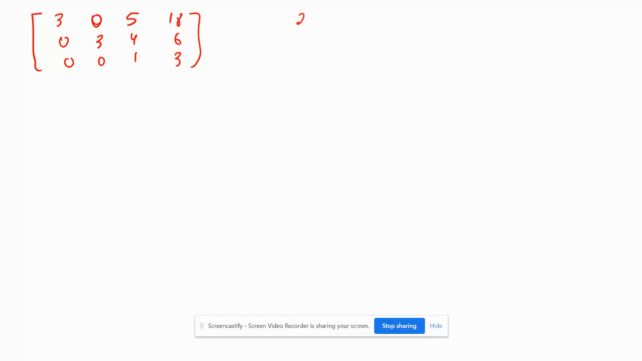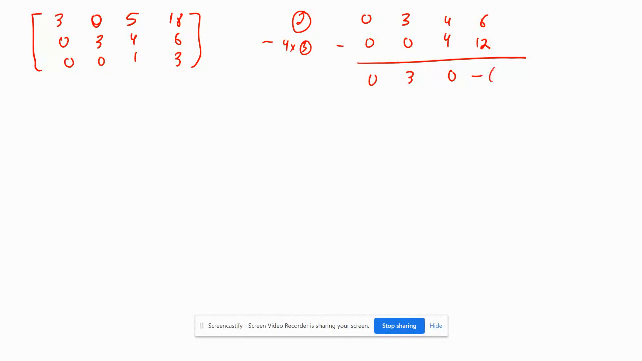So first I'm going to go equation 2 minus 4 times equation 3. 0, 3, 4, 6, and 4 times equation 3 is 0, 0, 4, 12. So now when I subtract these guys, I get 0. 3 minus 0 is 3. 0. 6 minus 12 is negative 6. Okay. Now I'm just going to take this whole row and divide it by 3. And it gives me 0, 1, 0, negative 2, which is what we were expecting.